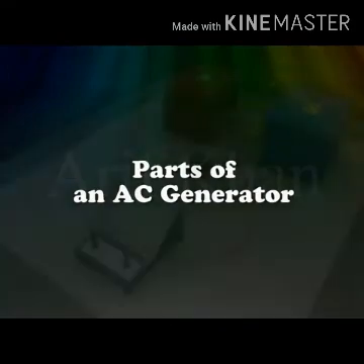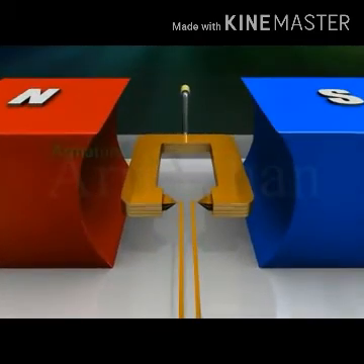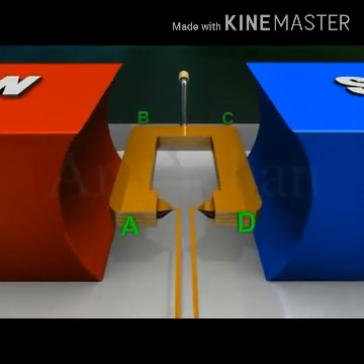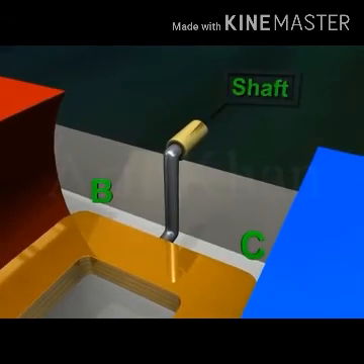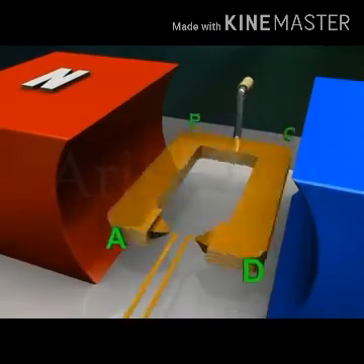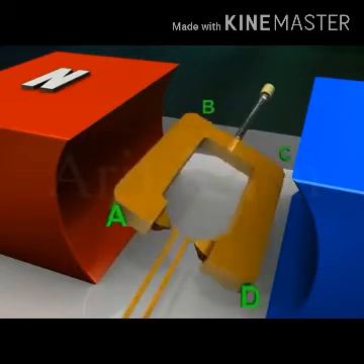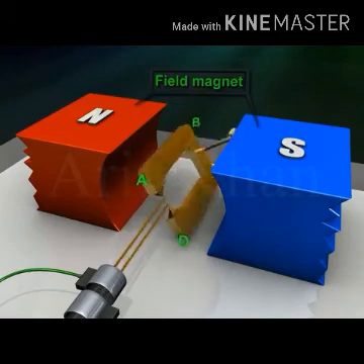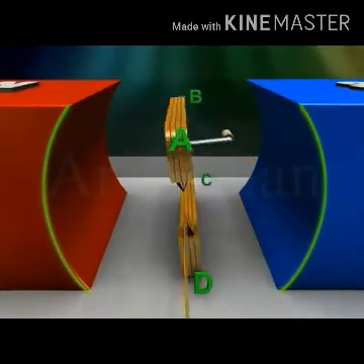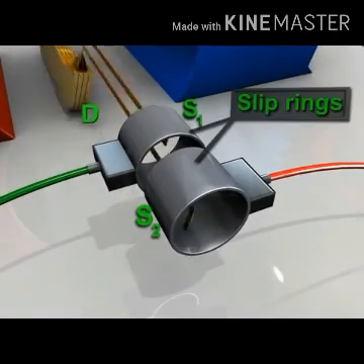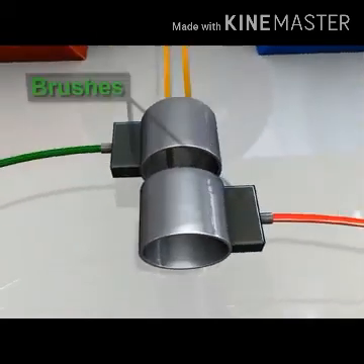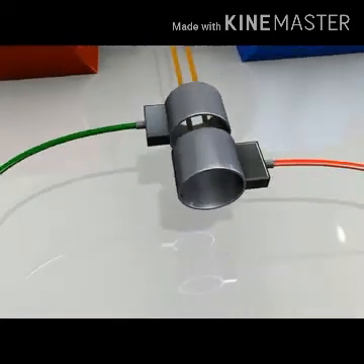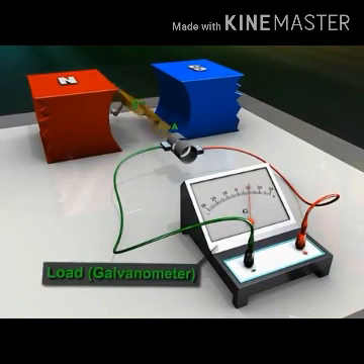Construction of an AC generator. An AC generator has an armature ABCD. It is a rectangular coil with many turns wound around a soft iron core. A shaft, it can be rotated rapidly. A field magnet, it may be a strong permanent magnet with concave poles. Two slip rings S1 and S2. These are connected to the armature and thus rotate with it. Two brushes B1 and B2. They provide electrical contact with the slip ring and a load, which may be a galvanometer as shown.